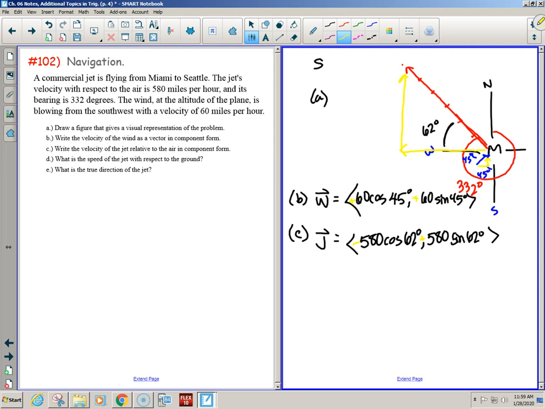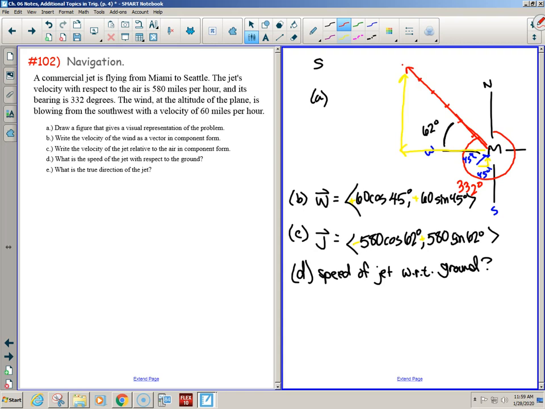Letter D says, now here's the weird part, what is the speed of the jet WRT, with respect to the ground? This sounds really hard and complicated unless you realize it's just saying, hey, if you're on the ground looking at the jet and measuring how fast he's going, it's how fast he's trying to go, plus how much the wind is throwing him off, adding or subtracting.